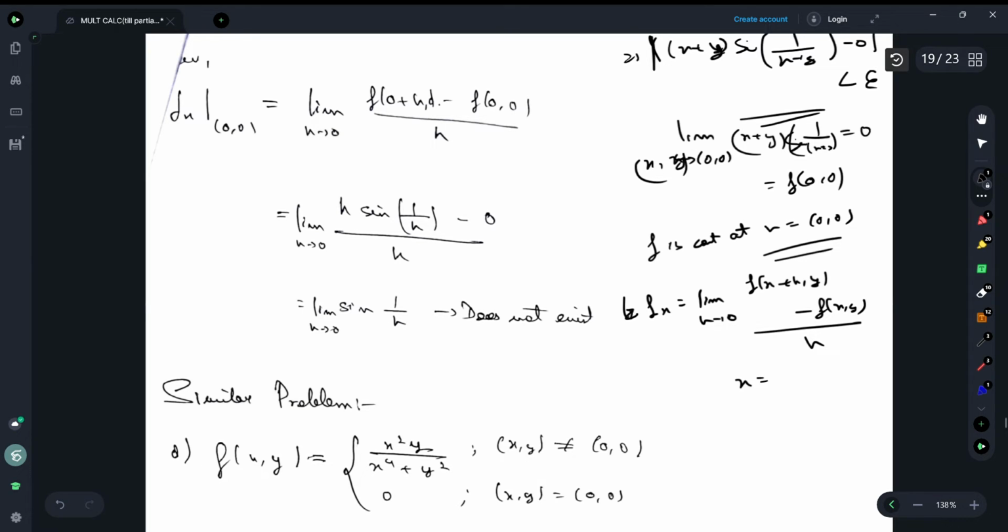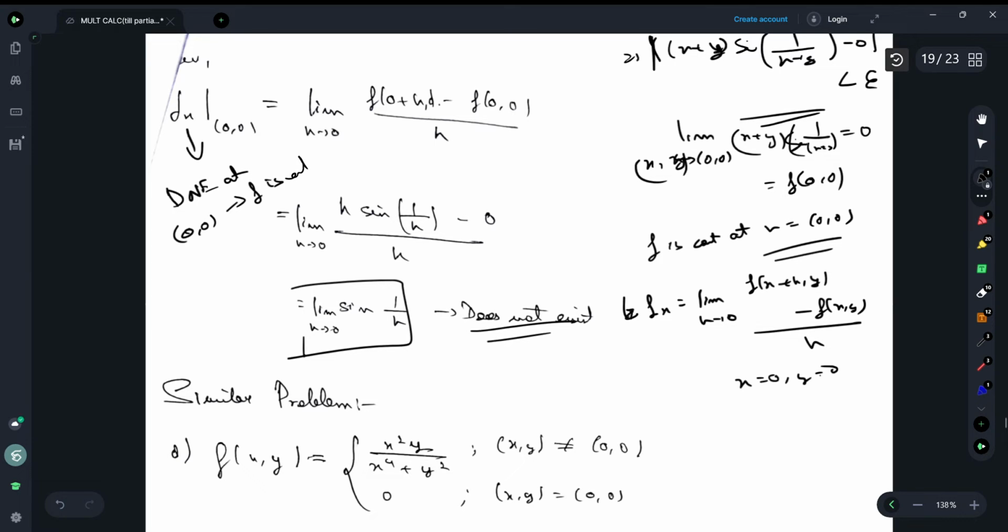Here you have x equals 0, y equals 0, because you are finding the derivative at 0, 0. So limit h tends to 0 of f of 0 plus h comma 0 minus f of 0, 0 over h. So this is h times sine of 1 by h minus 0 over h, which is limit h tends to 0 of sine of 1 by h, and we know that this particular limit does not exist. Clear? So fx does not exist at 0, 0, but the function is continuous at 0. Is it clear? Okay.